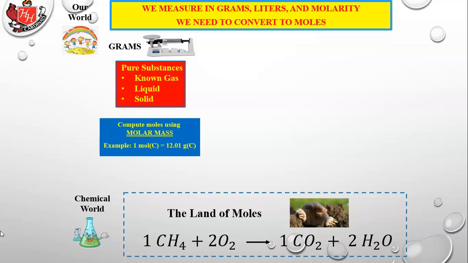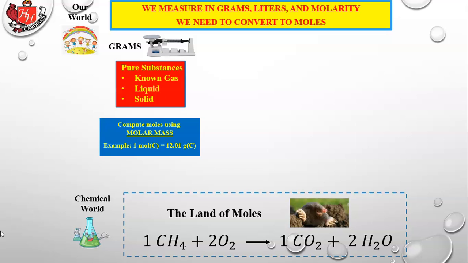Then you have to have a translator. We are able to measure things on a scale in grams. The chemical equation needs numbers of particles. It needs moles. So we need a translator that gets us from grams to moles and then gets us back out from moles back to grams when we have our final product and want to know how many grams we have. So we compute this using the molar mass. And there you see the equivalency for carbon. 1 mole of carbon equals 12.01 grams of carbon.